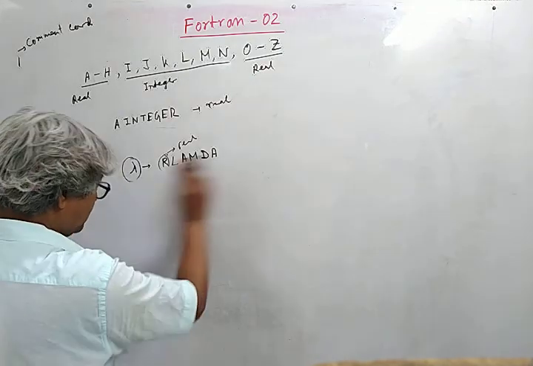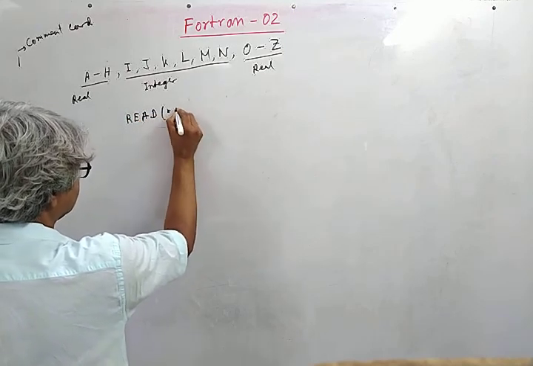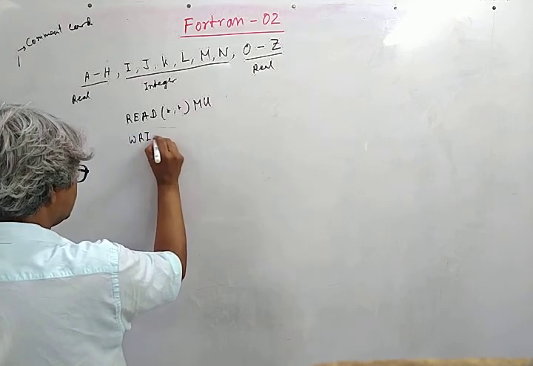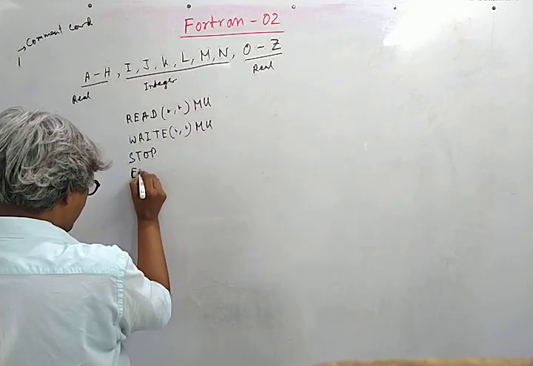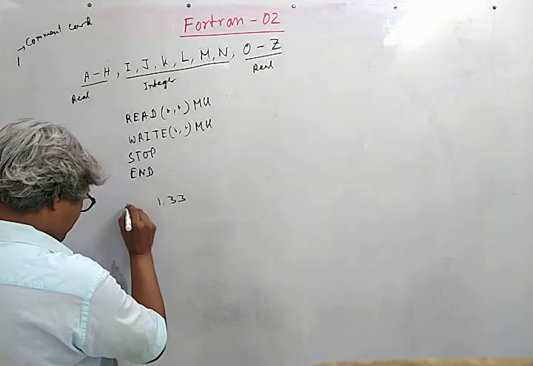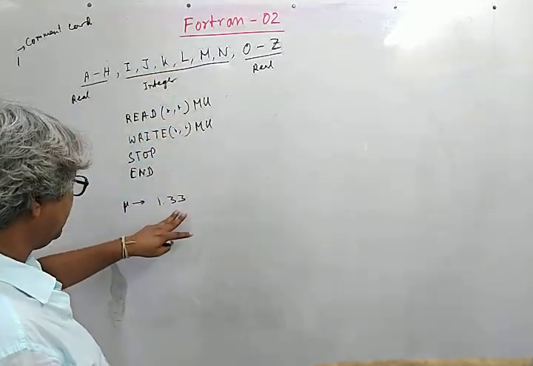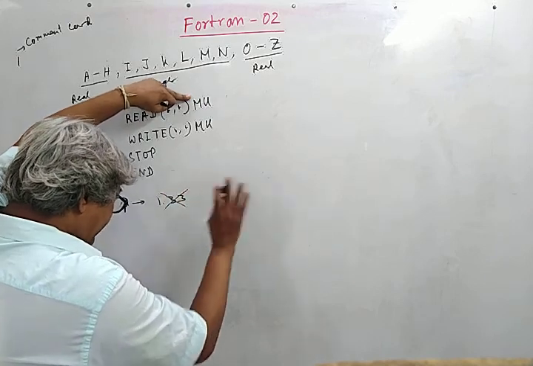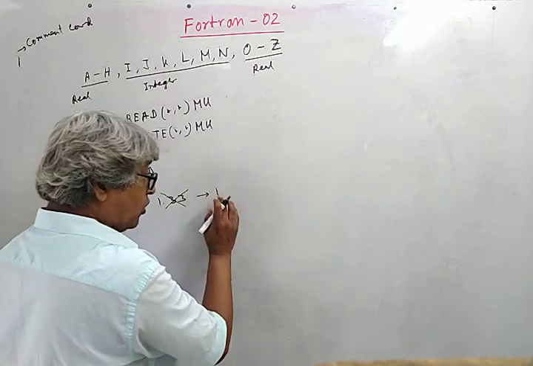Otherwise, what happens? Let me show something. I write a Fortran program, read mu, and I ask it to write mu. This is a simple Fortran program, and during execution in the read line I provide the value of mu to be 1.33. It assumes the value 1.33 from the keyboard, but whenever it comes, it says that it is an integer variable, so it removes the decimal part and converts it into 1. So whenever you write mu, it will write 1, not even the decimal point.